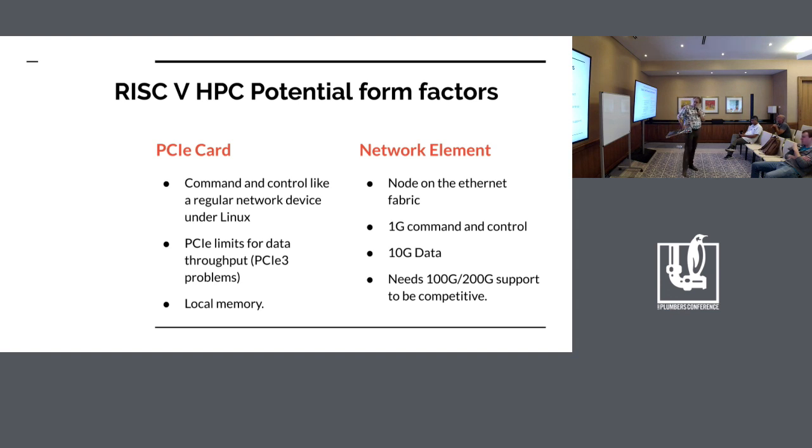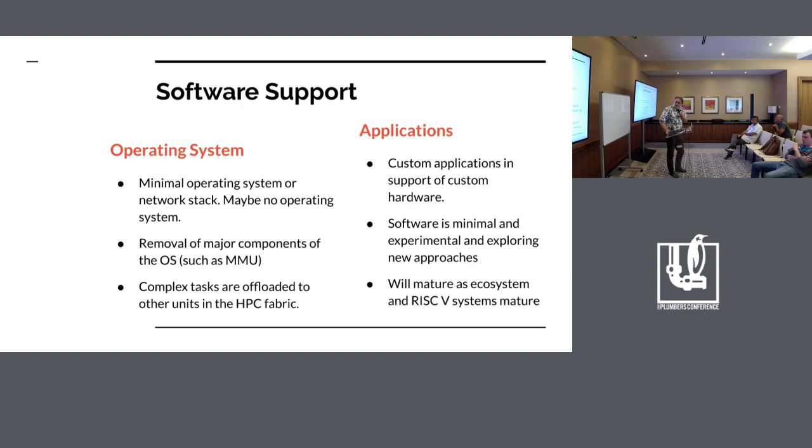The other form factor is as a network element. So the RISC-V is sitting on the network and connected to Ethernet. And one gig channel is used for command and control, and the 10 gig channel is used for the high performance compute. And there we're missing right now 100 gig and 200 gig support, but I see various solutions in the industry where the 10 gig actually is working quite well and is allowing things that the other platforms so far haven't been able to do.